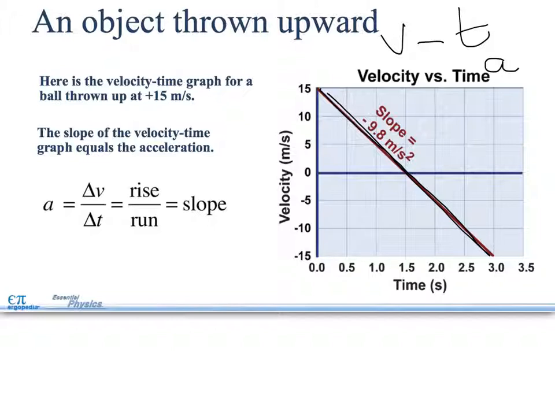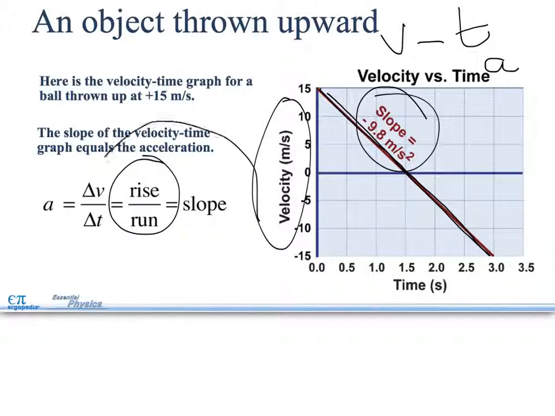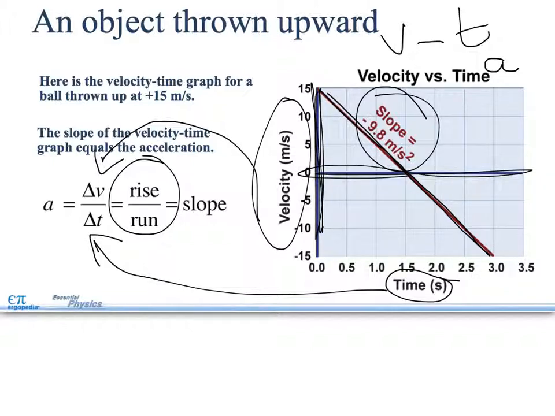And since it's going from a positive 15 meters per second down, we have a negative slope, so we have a negative 9.8 meters per second squared. So remember, slope is rise over run: velocity here, time here. That's how you have your rise over run.